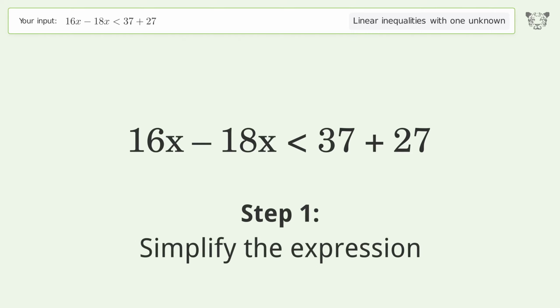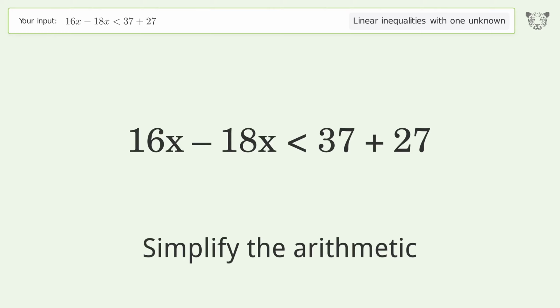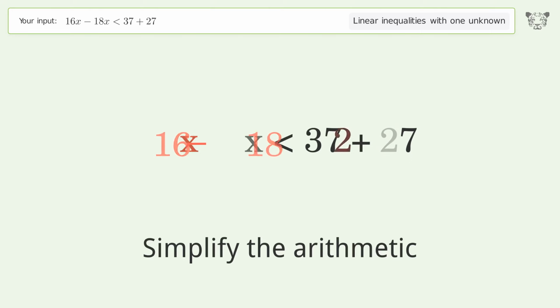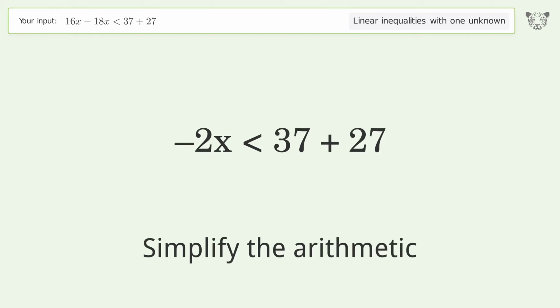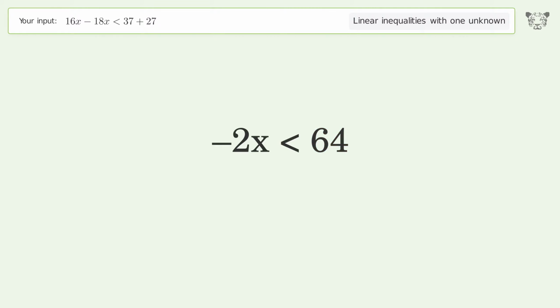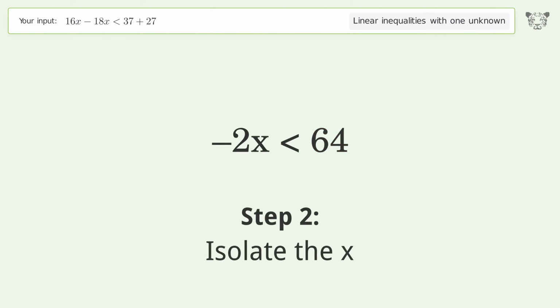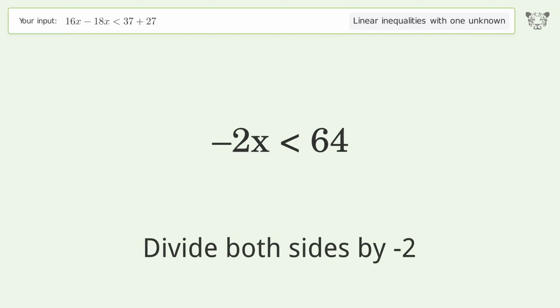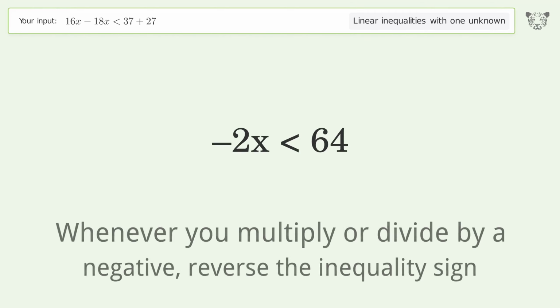Simplify the expression. Simplify the arithmetic. Isolate the x. Divide both sides by -2. Whenever you multiply or divide by a negative, reverse the inequality sign.